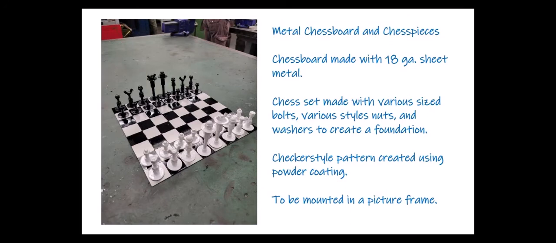Here I have a photo of what I would consider a prototype of the metal chessboard and chess set ideation that we just discussed, which I created. The chessboard was made with 18 gauge sheet metal, and the chess pieces were made with various styles of nuts and different sized bolts. The washers were welded to the bottom of the bolts to create support for the chess pieces. Instead of spray painting, I powder coated only the black squares onto the board. The white squares are actually the color of the bare sheet metal. I applied a glossy clear coat over top to prevent rust and chipping. It has yet to be mounted in a picture frame.